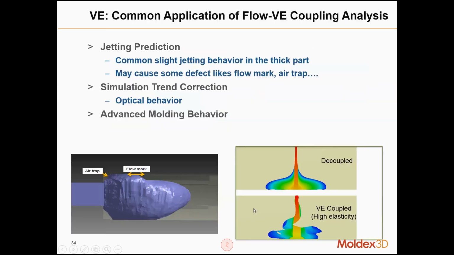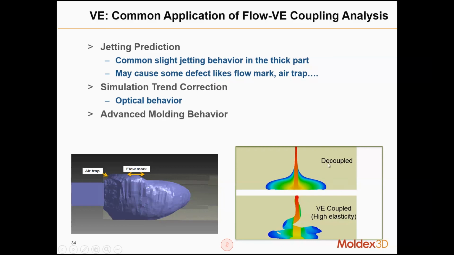Okay, next one, our VE solver. In the past, it was quite difficult to get the jetting prediction. Now, if we consider the viscoelasticity material property, it is quite easy to see the jetting. And we have two different approaches. One is decoupled. We still can see the jetting, but we won't be able to see this snake shape flow behavior. So if we want to see this one, we need to use the VE flow solver with couple setting.